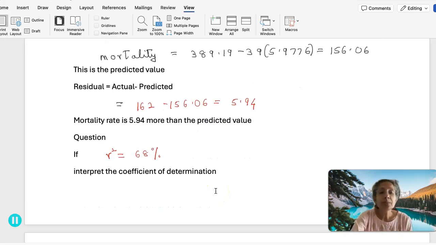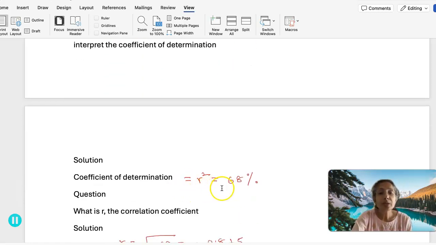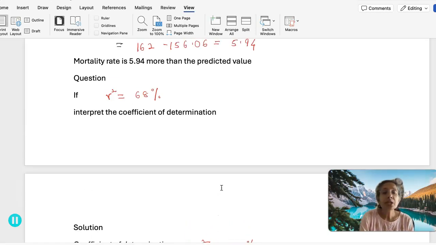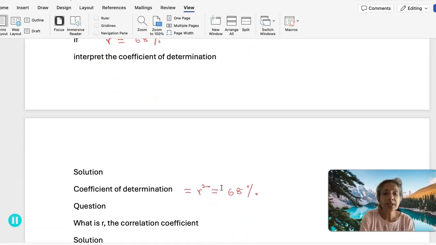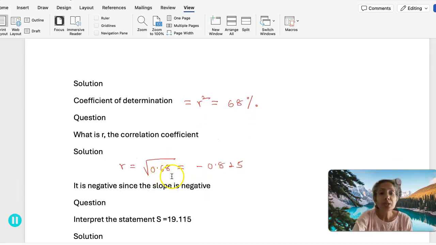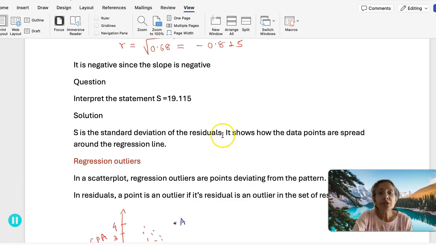If R squared is 68%, interpret the coefficient of determination. So the coefficient of determination R squared is 68%. It implies that 68% of the variation in the mortality rate depends on the latitude. What is R, the correlation coefficient? R is the square root of 0.68, so that will be minus 0.825. R is negative because the slope is negative. Interpret the statement S is 19.115. S is the standard deviation of the residuals, so it shows how the data points are spread along the regression line. So the standard deviation of the residuals is 19.115 here.